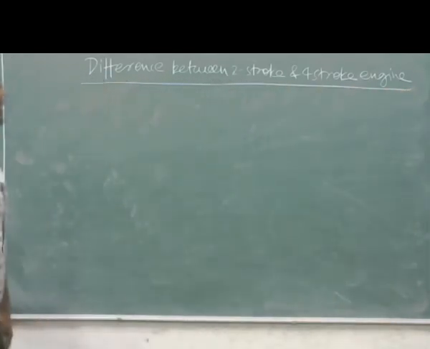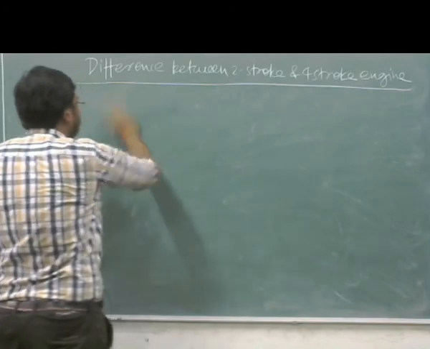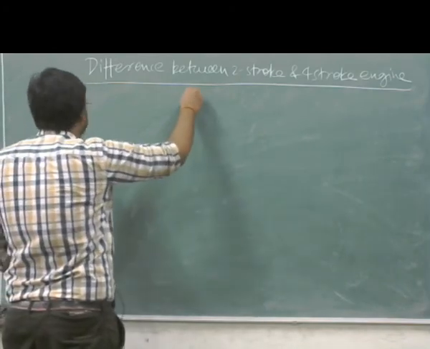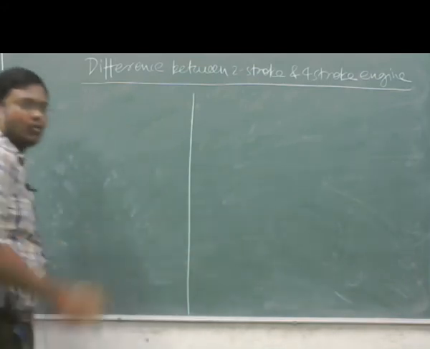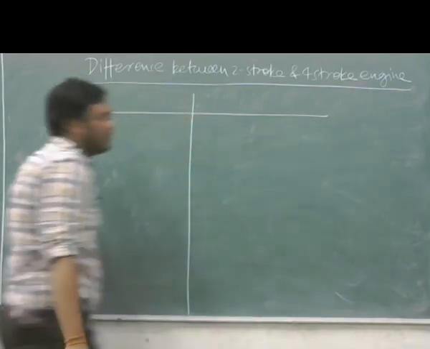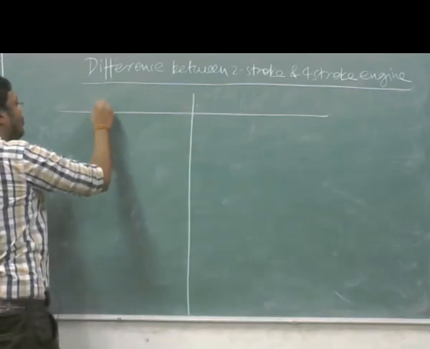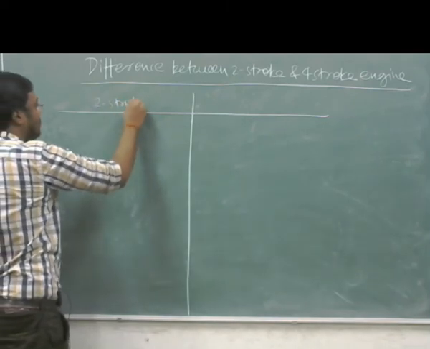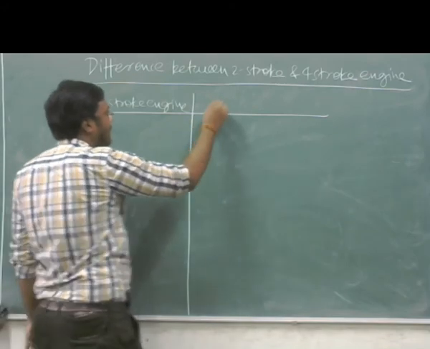The best way to show the difference is to draw a line. You need to divide the page of your copy into sections. This is the best way to represent the difference. On one side you write two-stroke engine, and on the other side you write four-stroke engine.